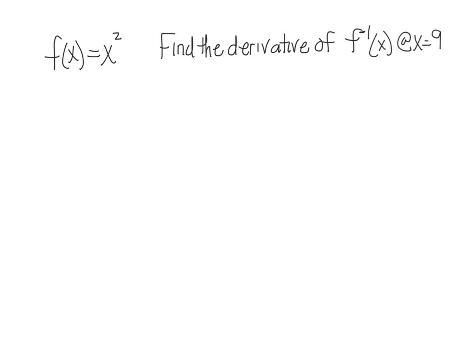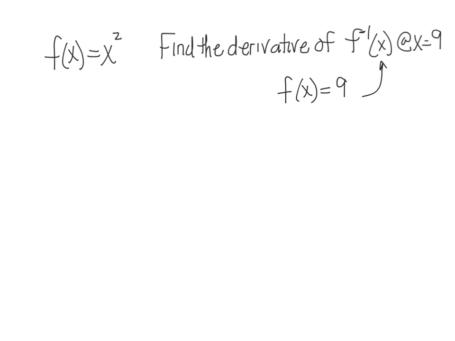Okay, so here's an example of what we're doing. Our function is f of x equals x squared, and we want to find the derivative of f inverse of x at x equals 9. When you're asked to find the derivative at a value of x, what they're really asking for is the derivative of the inverse of the function at the value that corresponds to f of x equals 9, because remember that this value is actually the y value of the function.